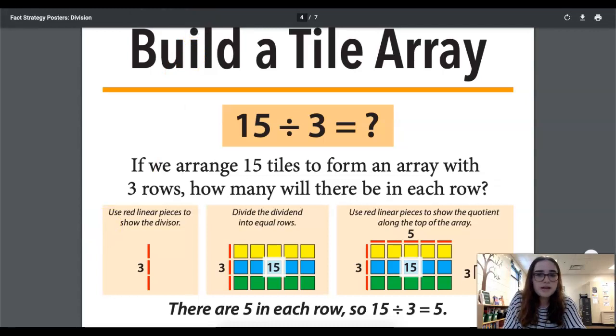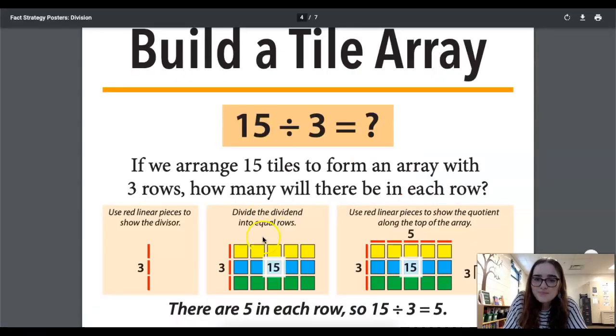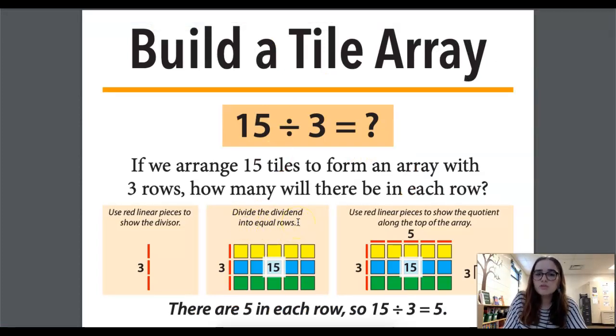So let's go back and let's do that. Our divisor in this problem is 6. 6 is going into the larger number. Okay, we're splitting up 78 into 6 equal parts. So our first side of our array has to have 6. 1, 2, 3, 4, 5, 6. You can draw that on your page too. All right, let's look at the second step. The second step, it says divide the dividend into equal rows.